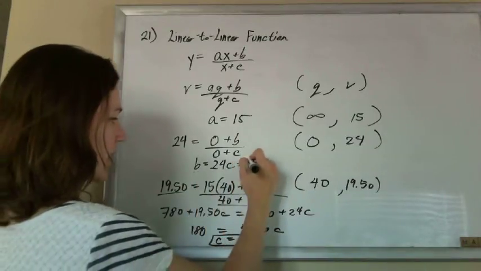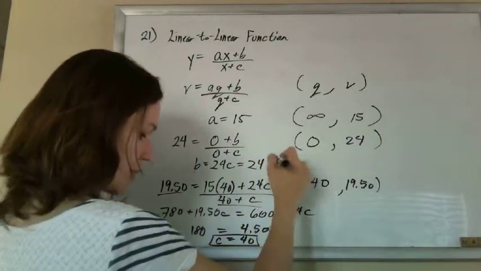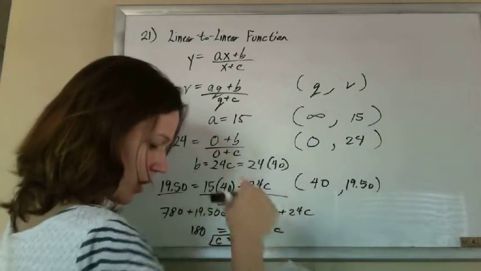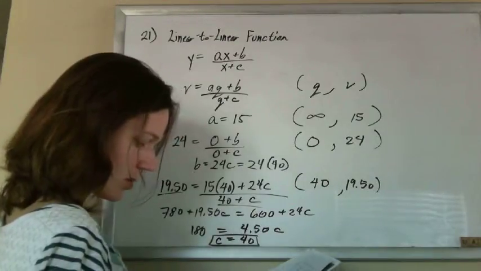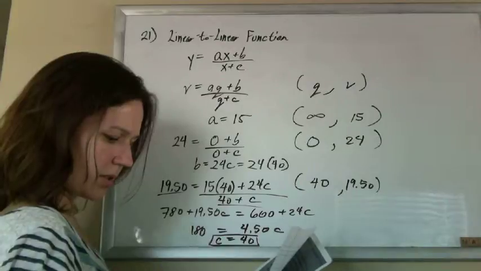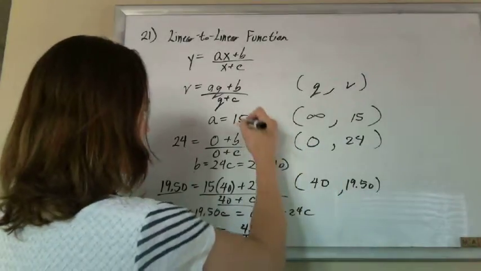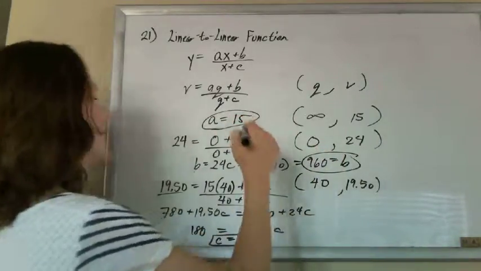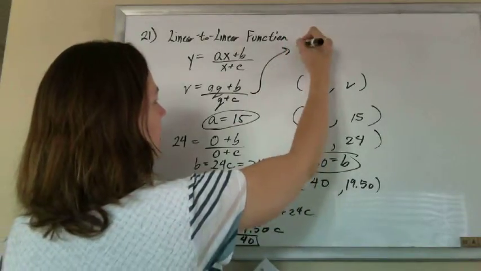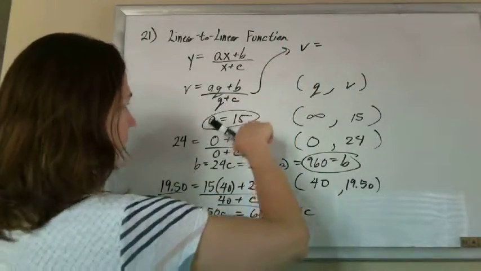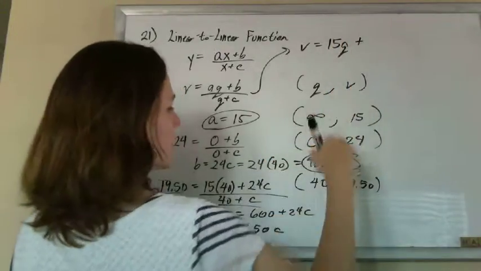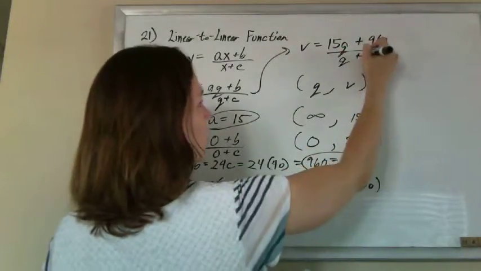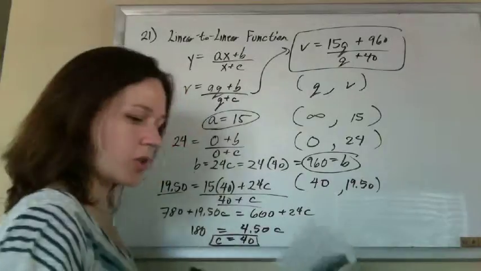B is supposed to be 24 times C. So B is 24 times 40, which gives me, where did I write it? 960, yeah, 960. So B is 960, and then the A was 15. So when you rewrite this, V is going to be A, which was 15, times Q plus B, which was 960, over the Q plus the C, which is 40. And that should do it.